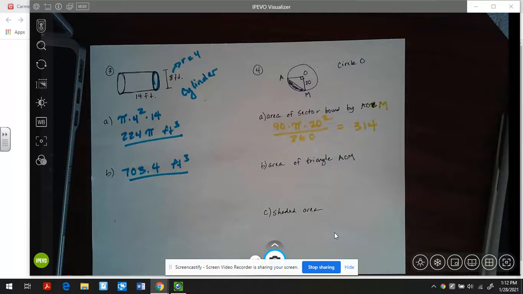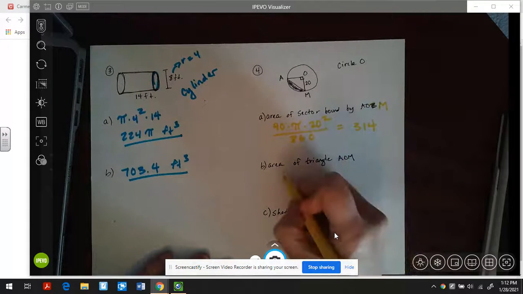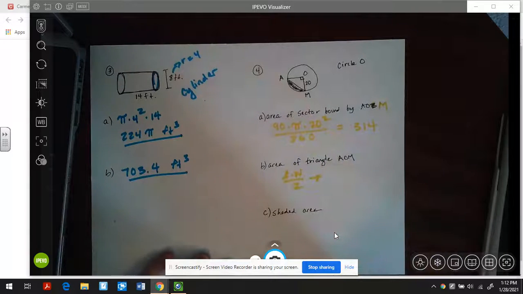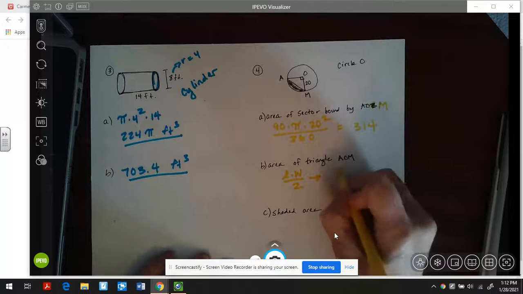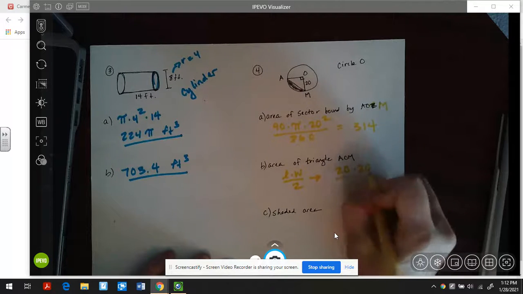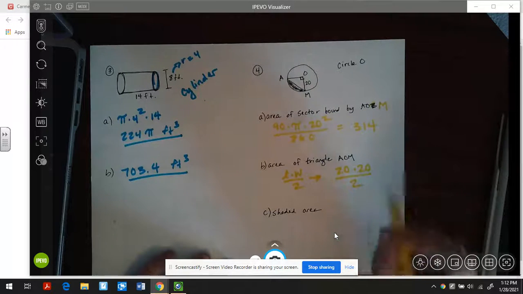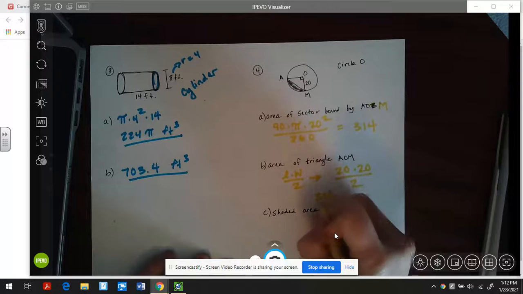Please now find the area of the triangle, so the part that's not shaded. What is the area of that triangle? For these problems, we're always going to use length times width divided by 2, and the length and width are always the radius. So 20 times 20 divided by 2, that's 400 divided by 2, or 200.